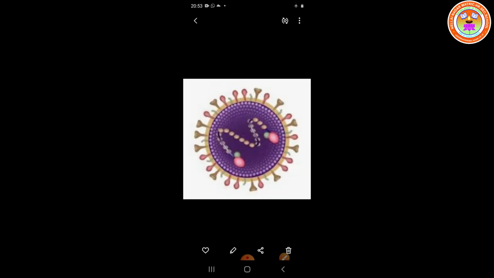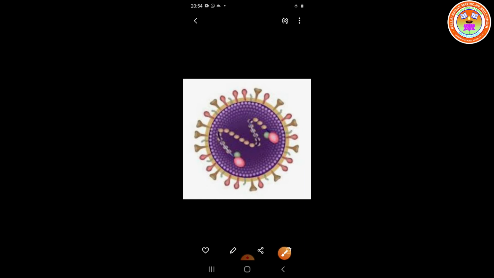They are made up of protein that covers a central nucleic acid. See here children, the outermost membrane is made up of protein, and this membrane covers the central core, which is called nucleic acid. Nucleic acid is either RNA or DNA. RNA is ribonucleic acid, and DNA is deoxyribonucleic acid.